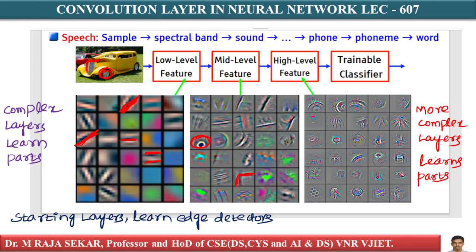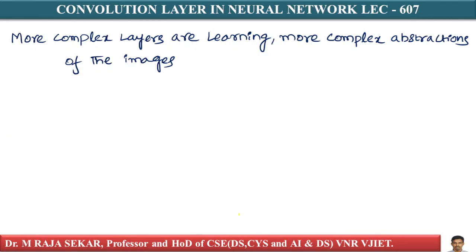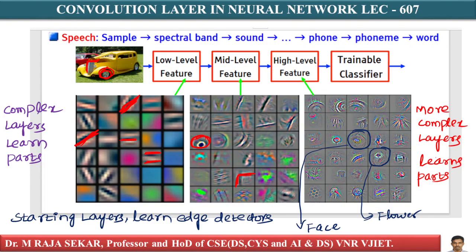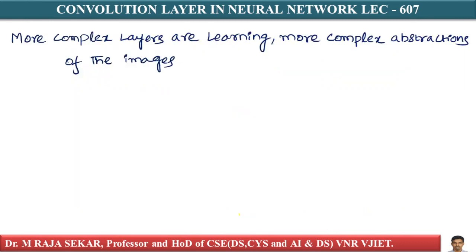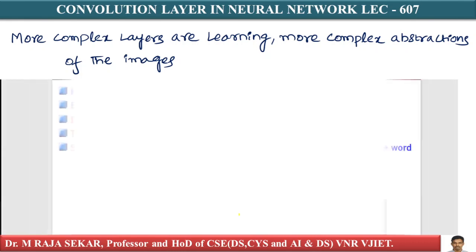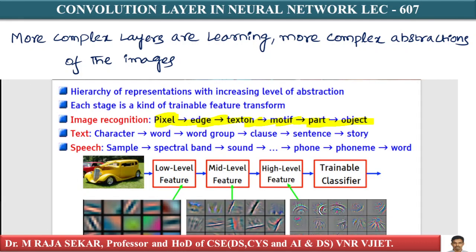Even more complex layers may detect things like flowers. This looks like faces. It will detect flowers and faces. So more complex layers are learning more complex abstractions of the images. Just observe this one, image recognition. Initially they are pixels, then it does edges, then texture, then motif parts, and finally the object itself.